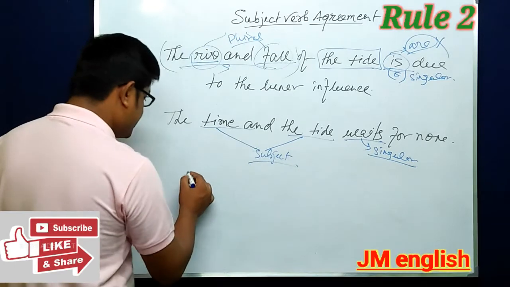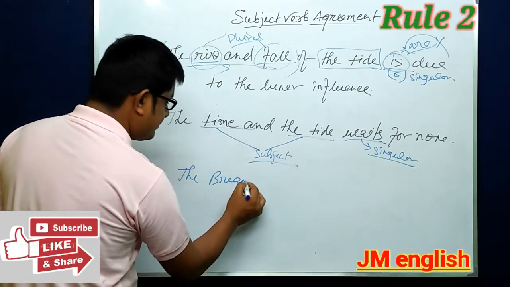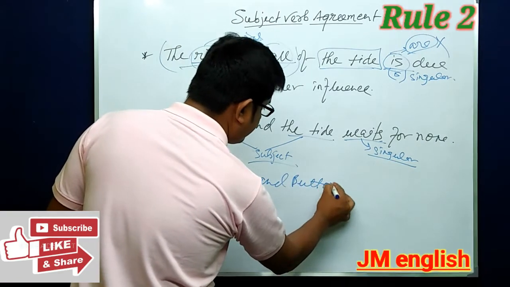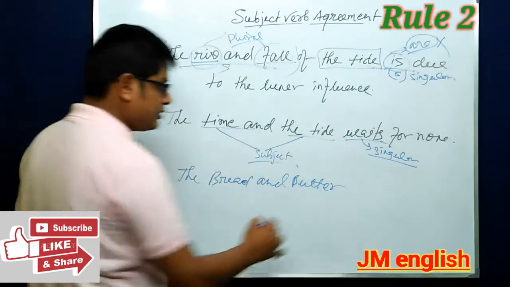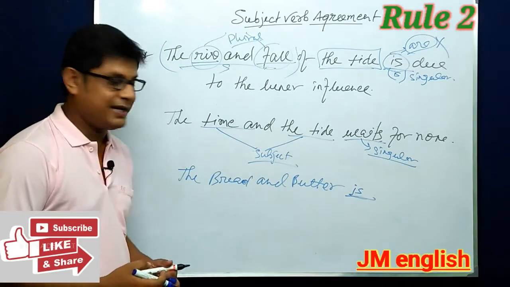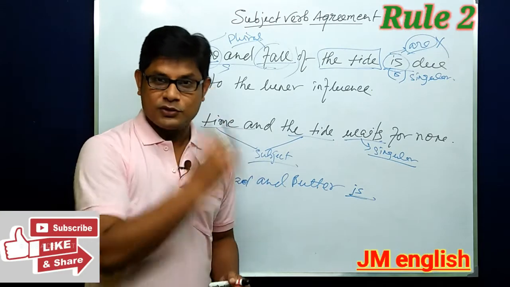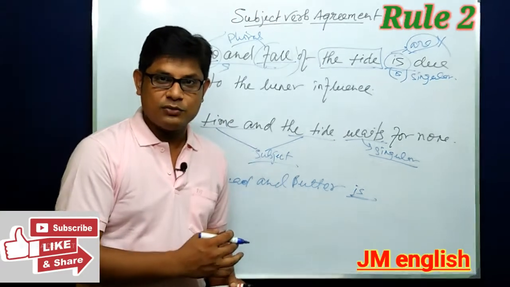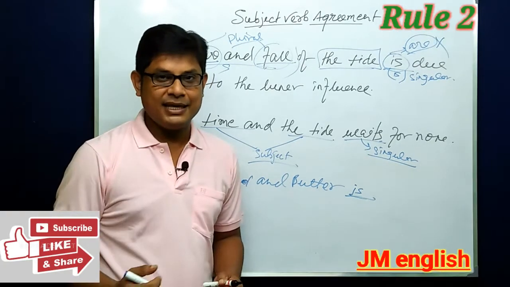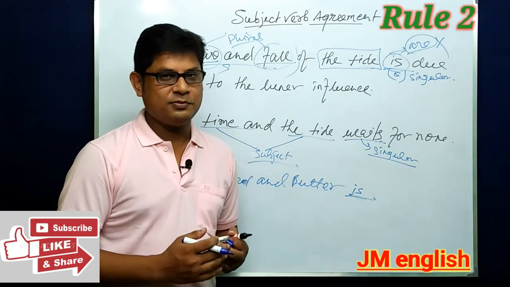In the same way, when you say the bread and butter, over here also you use is. You never use are, right? Because these sentences are very common to you. So this is all about rule number 2, that when two nouns are used to refer to one single idea or single person or single thing, then always use a single verb, never use any plural verb.